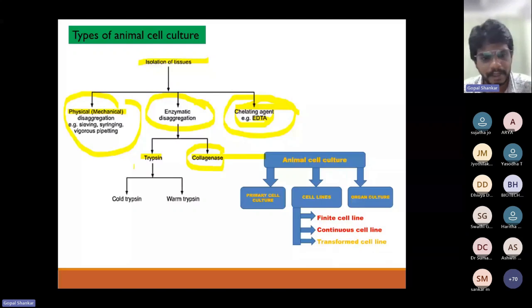If you go for trypsin, the same concept, but here you have two types. One is your cold trypsin, another one is your warm trypsin. So when you talk about animal cell culture, again, there are two different types. One is your primary cells, and the second one is your secondary cells. And in the secondary cells, you have three different combinations: finite cell culture, continuous cell culture, and transformed cell culture.